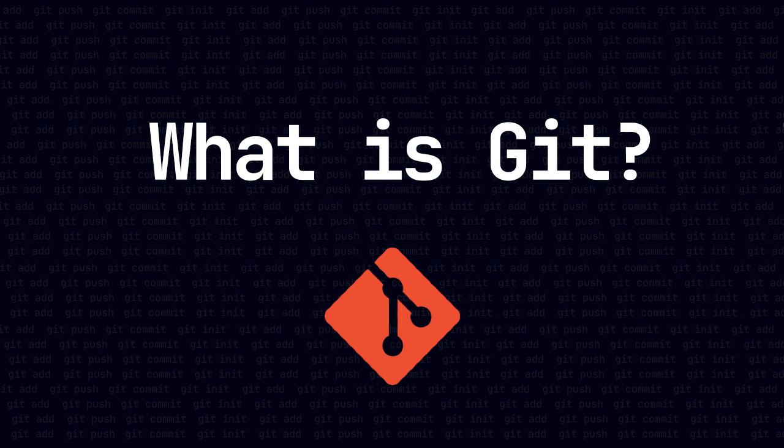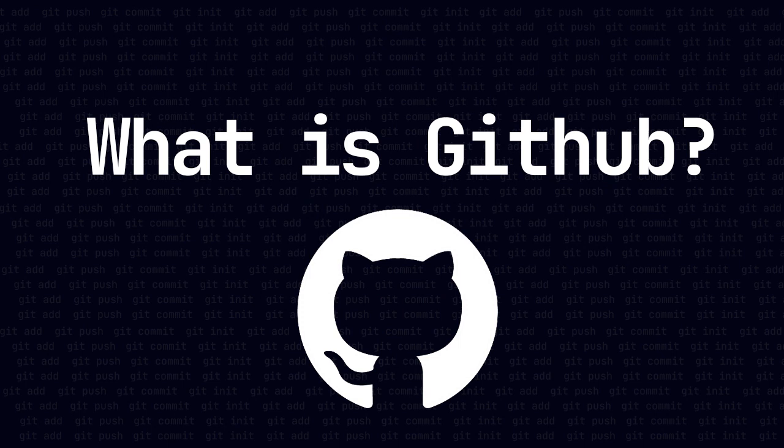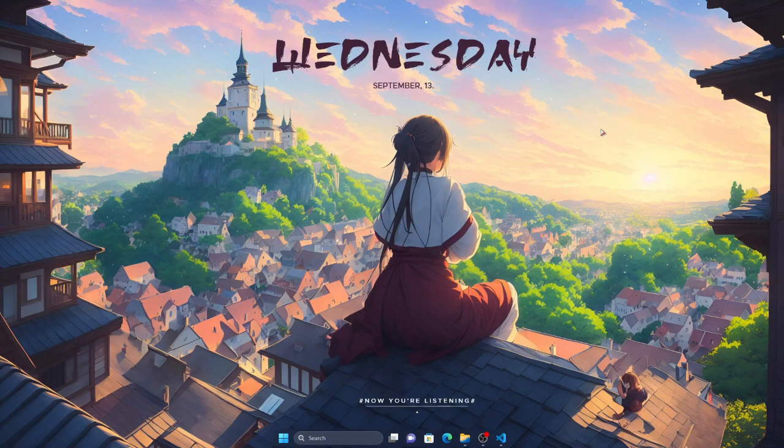Many of you might be wondering, what is Git? Well, Git is a developer tool that is used to manage and track a file. Then, what is GitHub? GitHub is a website by Microsoft that uses Git to manage and track your file. So today I'll be showing you some Git commands, and so let's get right into it.